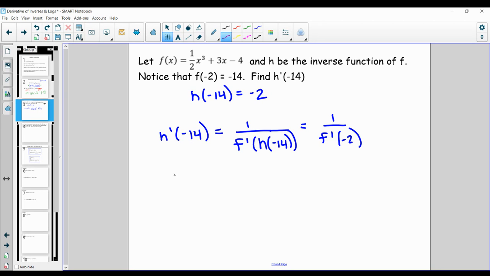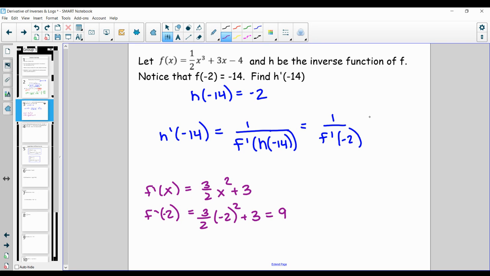So since I have the function f, I can easily find f prime of x. The derivative, I'm just going to do the power rule here. So I'm going to get 3/2 x squared plus 3. If I want to find the derivative at negative 2, I'm going to plug in negative 2. So I get 3 halves times negative 2 squared plus 3, and that's going to equal 9. So I can go back to my derivative of the inverse, and I know f prime of negative 2 is 9, so I end up with 1 over 9.